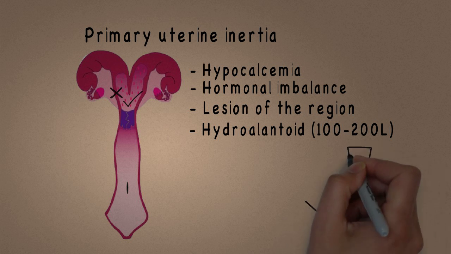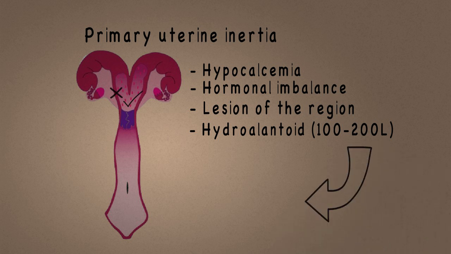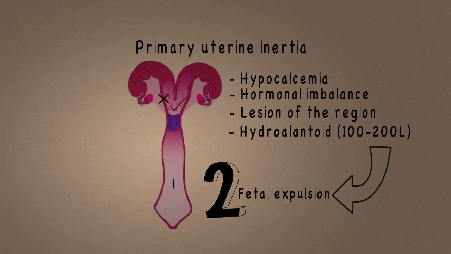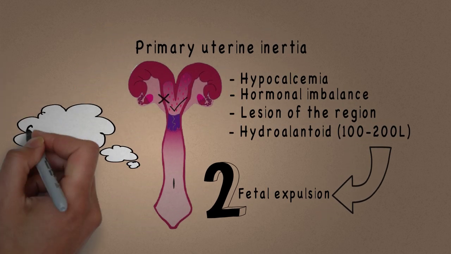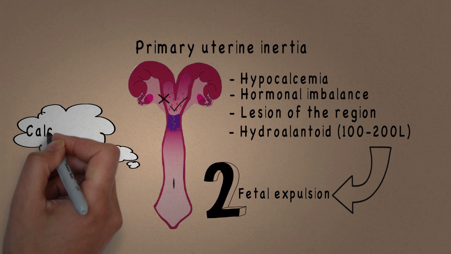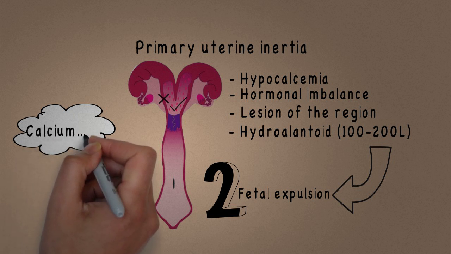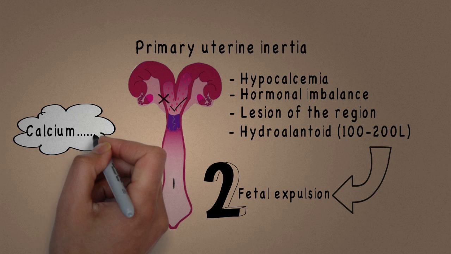The diagnosis of primary uterine inertia can be done if the second phase of parturition does not progress and the fetus does not enter the pelvis despite the dilation of the cervix and the correct fetal position. This type of dystocias can be resolved by treating the cause of the primary inertia, giving calcium in case of hypocalcemia, reversing the hormonal imbalance in case of hormonal imbalance, etc.